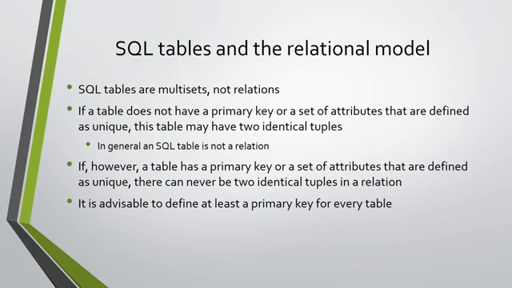The tables in SQL are actually multisets, i.e. bags of tuples, which form relations. In particular, if a table does not have a primary key, or a set of attributes that are defined as unique, and thus represent alternate keys, it is possible that two identical tuples will be stored in the table. Thus, in general an SQL table is not a relation. If, however, a table has a primary key, or a set of attributes that are defined as unique, there can never be two identical tuples in a table. Therefore, it is highly advisable to define at least a primary key for every table.